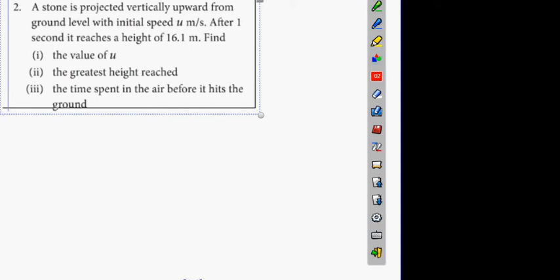Okay, so the easy start off is u v a s t, UVAST. It starts at an unknown speed, okay? The unknown speed is going to be u. After 1 second, t equals 1, it reaches a height of 16.1. Its acceleration, lads: is it getting faster or slower as it's projected vertically upwards? Slower. So that's a deceleration of minus 9.8.